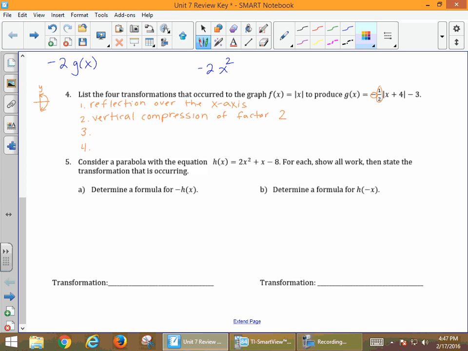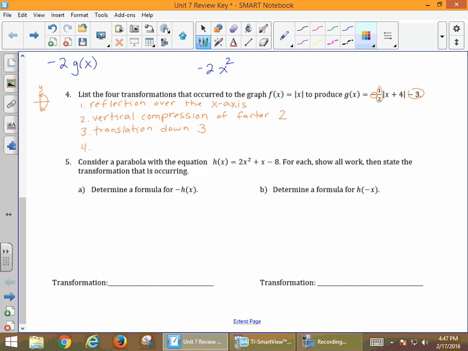Now some people will say, is this kind of like a stretch of 1/2? And it is kind of the same thing. A vertical compression of factor 2 just means that you're dividing it by 2. It's getting smaller by that factor of 2. I'm going to stick with the last vertical thing, which is the other thing on the outside, the -3. And this is a translation down 3.